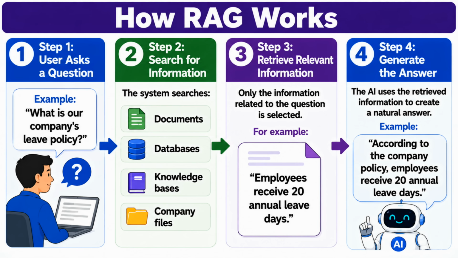Now we will see how RAG works. Step 1. User asks a question. For example, what is our company's leave policy? Step 2. Search for information. The system searches different information sources. For example, documents, databases, knowledge bases, and company files. Step 3. Retrieve relevant information. The system selects only the information related to the question. For example, employees receive 20 annual leave days. Step 4. Generate the answer. The AI uses the retrieved information to create a natural answer. For example, according to the company policy, employees receive 20 annual leave days.